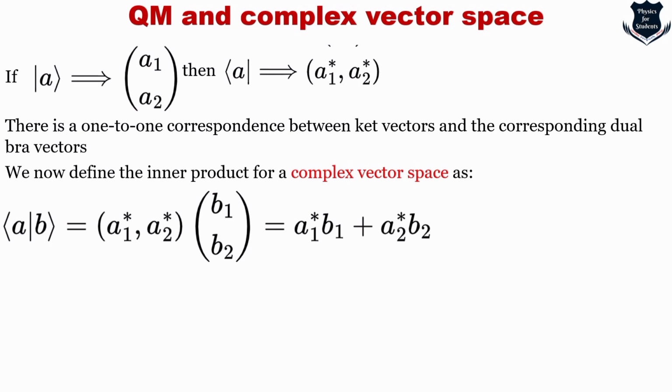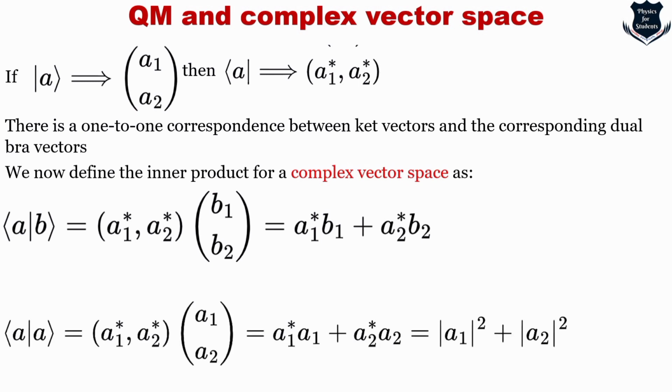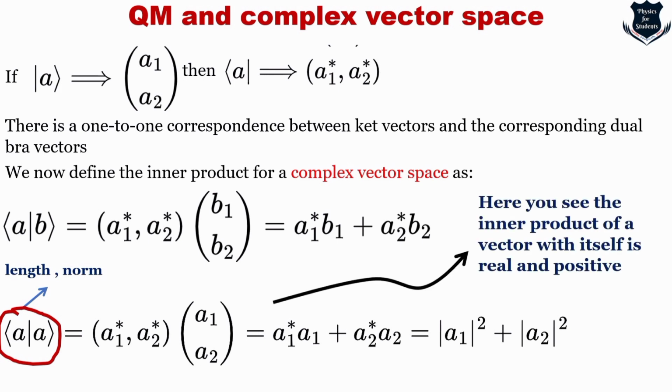And the reason for defining the inner product is that the inner product of a vector with the vector itself, so A with A and so on, is itself real and positive. Here you see, this one is basically the length, the norm, and the entire thing, the inner product of a vector with itself, is real and positive. So for a complex vector space, when we are defining the inner product, it looks like this. And the reason for defining it this way is that the inner product of a vector with itself is considered real and positive.